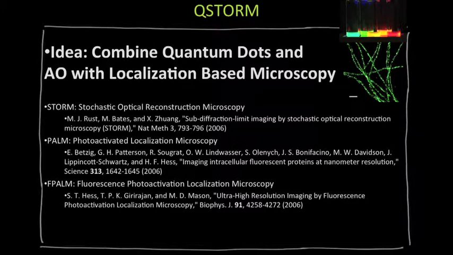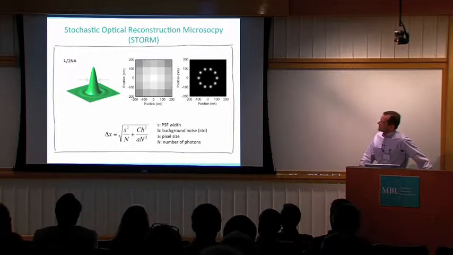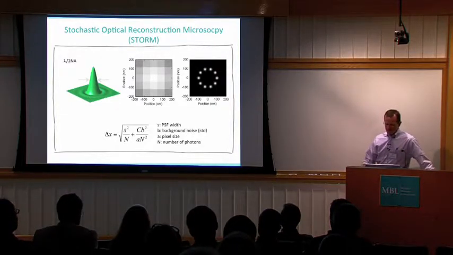Localization-based microscopy is a technique that was published by 3 different groups roughly simultaneously in 2006, and it goes by many different acronyms. STORM came out of Xiaowei Zhuang's group at Harvard. It was called PALM by Eric Betzig at Janelia Farm, and FPALM by Sam Hess at University of Maine. They basically describe the same technique. There's been a plethora of acronyms, mostly to do with different labeling strategies. We're going to use the acronym STORM, which stands for Stochastic Optical Reconstruction Microscopy.